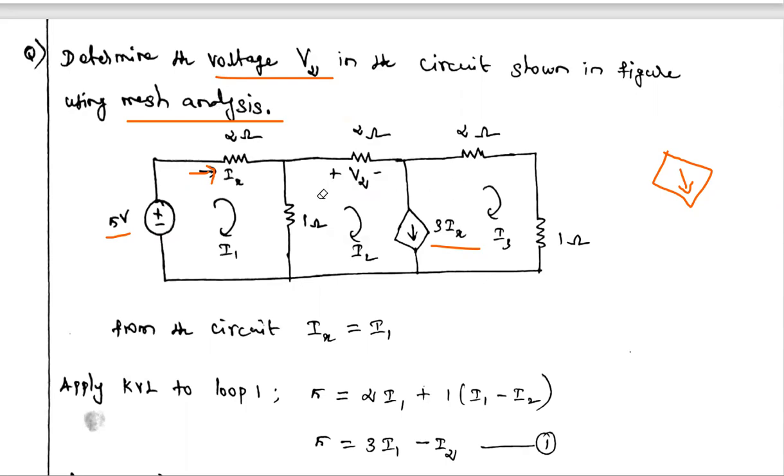What is the procedure in super mesh analysis? First we have to identify the number of meshes. This is the first mesh, this is the second mesh, and this is the third mesh. Let us consider the current flowing in the first mesh as I1, in the second mesh as I2, and in the third mesh as I3.